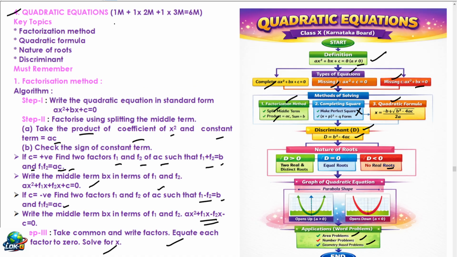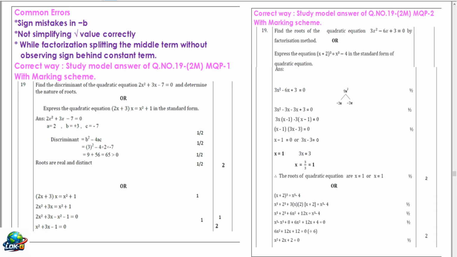Weightage: you will get 1 mark question, 1 2 mark question, 1 3 mark question. Here you may get some statement based questions. And here generally common errors students make are sign mistakes of minus b, not simplifying the root value correctly, and while factorizing, splitting the middle term without observing the sign behind the constant term. We'll see the questions directly from model question number 1.